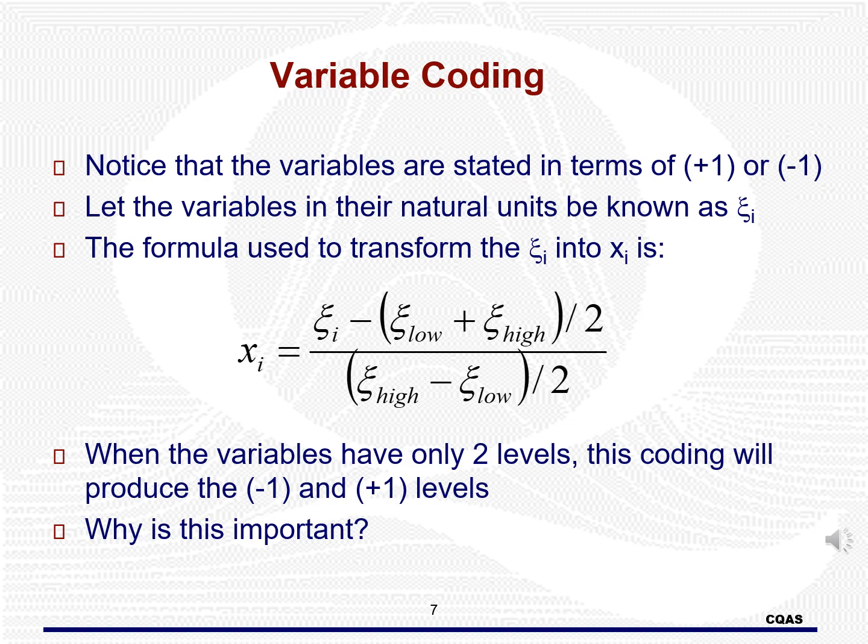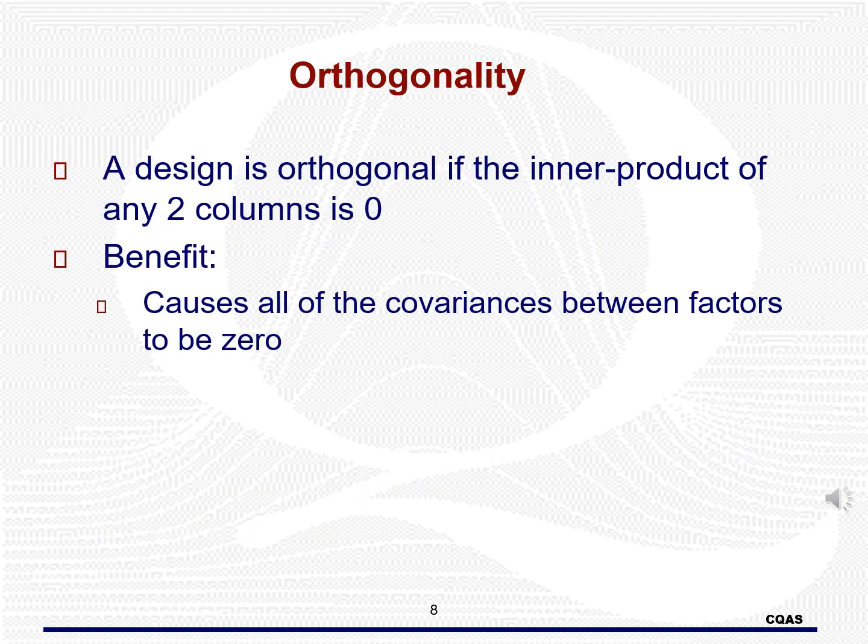Each of the variables on the previous slide was coded as plus or minus. This is actually short for +1 and -1. All of these variable levels are coded. If we assume that the variables in their natural units are considered causes, then the formula on the slide is used to code the variables to the -1 and +1 levels. The question that you should be asking yourself is, what is the benefit of having the levels coded to -1 and +1? The coding given on the previous slide causes the design to become orthogonal.